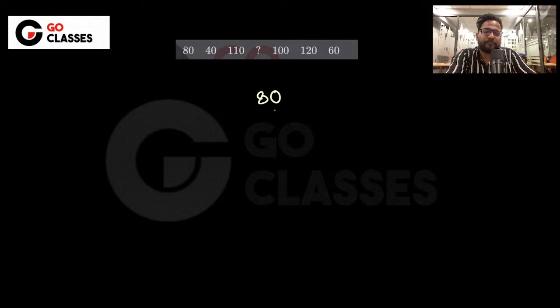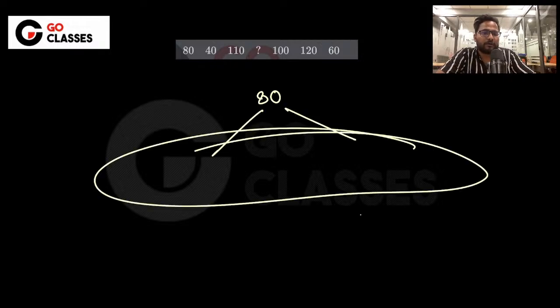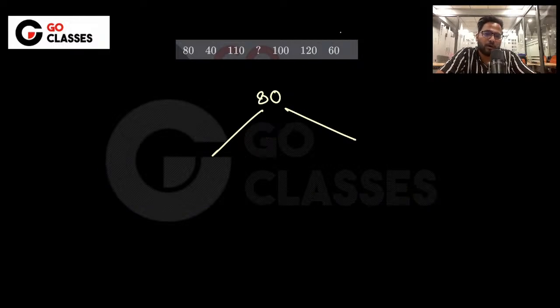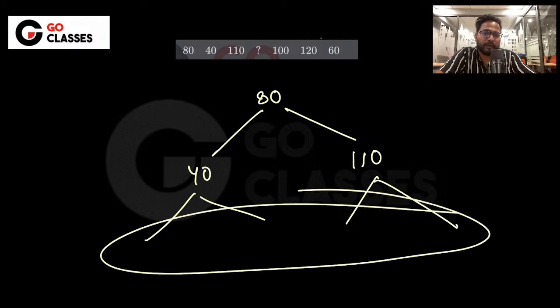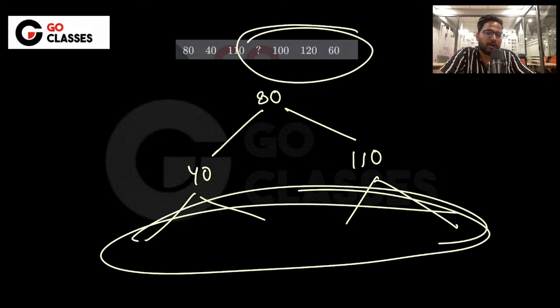You have 80, and level order means level by level, right? Now in the next level you will be having some elements, 2 elements basically. Now 40 will definitely be on the left and 110 is on the right. Now on the next level you will be having more elements, right? Four elements could be, these 4 elements could be something like this, right?